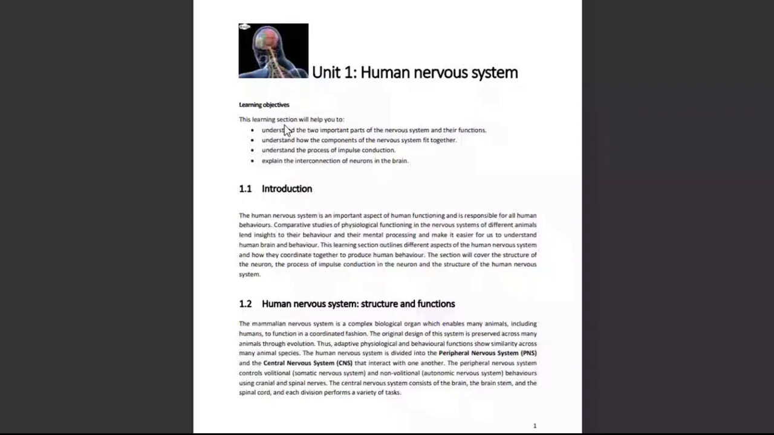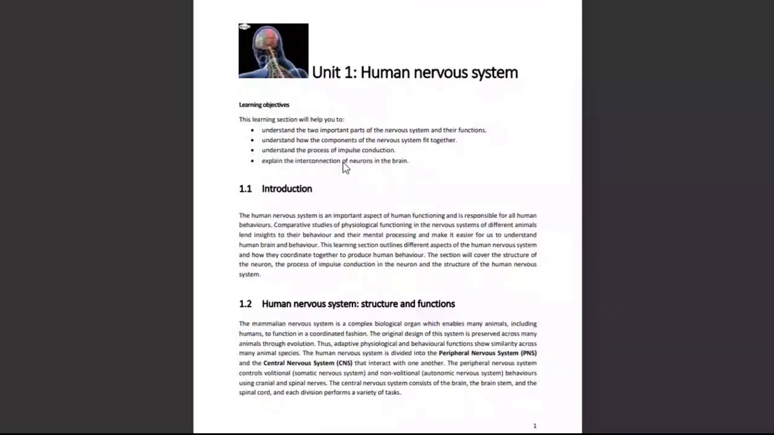Understand the two important parts of the nervous system, understand how the components of the nervous system fit together, understand the process of impulse conduction, and explain the interconnection of neurons in the brain. Before you even understand the concept, the word psychology goes with the human mind. Remember, psychology is the study of what? The study of mind. Study of mind in what way? Psychologically and physically. This is the physical aspect of the human nervous system. What happens when you communicate? What happens when you reason? That is the human nervous system.